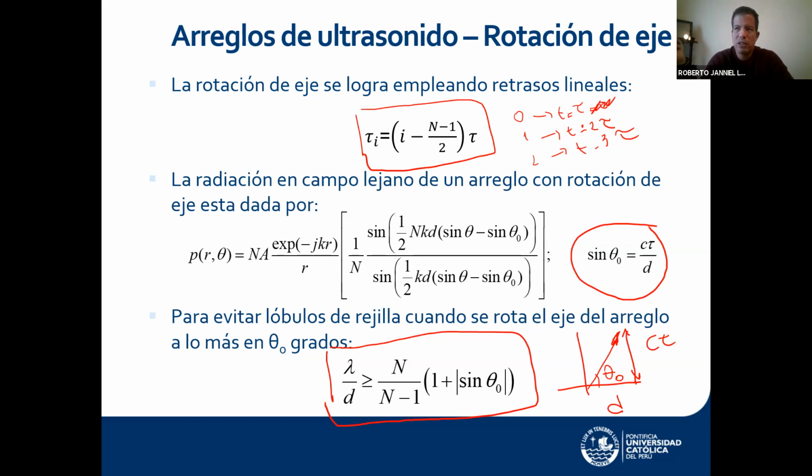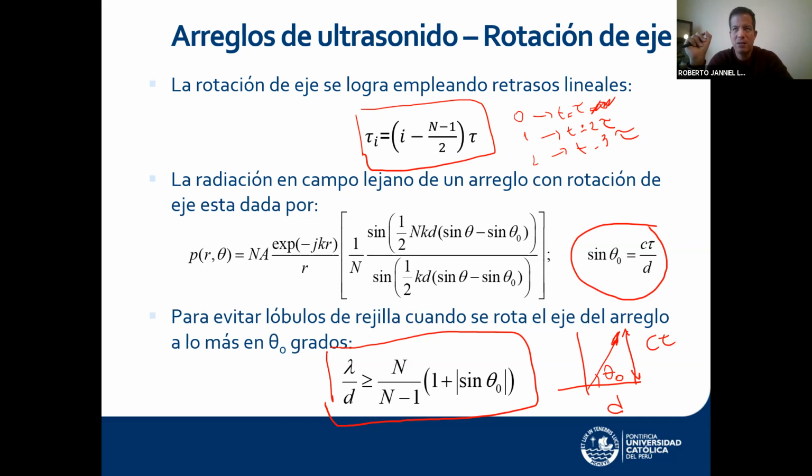Let's say that you want to rotate the array to the maximum extent, which would be theta naught equals 90 degrees. You want to go from minus to plus 90 degrees rotation. Then 1 plus the absolute value of the maximum rotation angle would be a factor of 2. So now you need the separation of elements not to be roughly less than 1 wavelength, but roughly less than half a wavelength. So if you want to rotate the axis, the aliasing effects are even more prevalent, and you have to have your elements even closer apart.